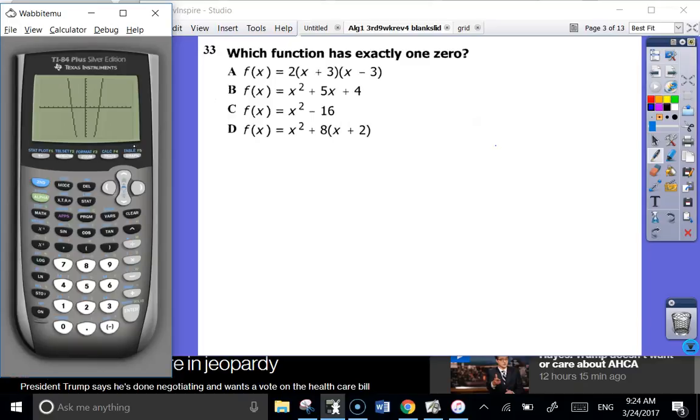How about x squared minus 16? How does that factor? That's difference of squares. X plus 4, x minus 4. How many zeros? 2.